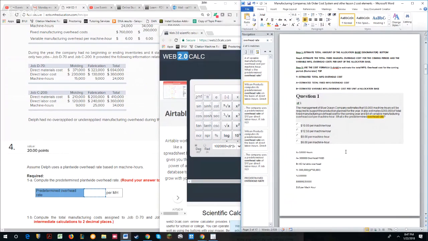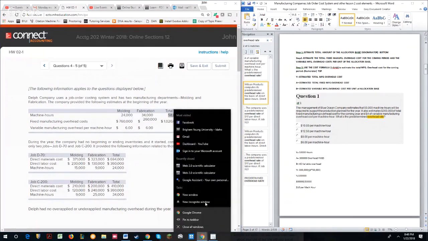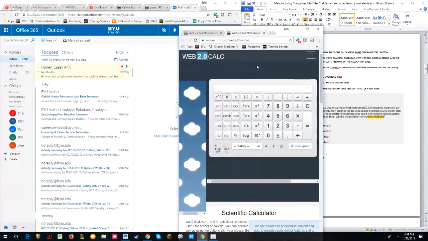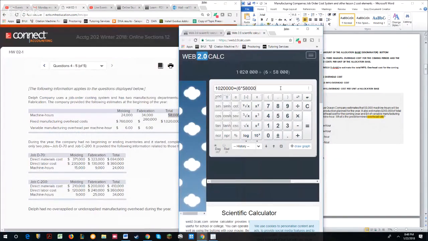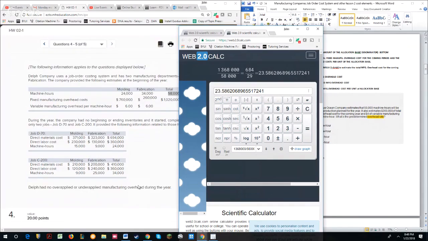Okay, the overhead rate takes our fixed overhead, which is A, plus our variable of 6 times our number of hours. And this is our predetermined, so this is our 58,000 number. Right. So I'm coming up with 23.59. See if that's what you get. Times 58,000. Then divided by. Oh yeah, divided by 58,000. 23.5. Yep, that's what I got. Okay, that sounds right.